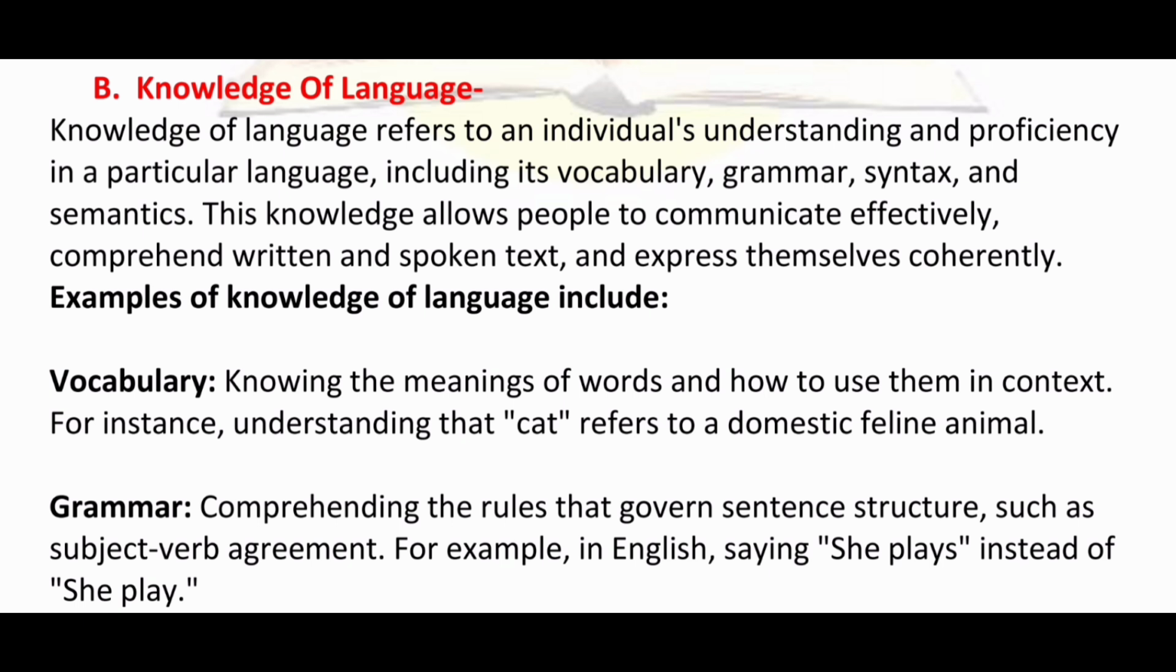Suppose I tell you poem. So do you understand what I mean when I say poem? Do you understand what I say when I say story? Do you understand when I say football? What is the meaning of the word football? So if you understand, that means your vocabulary is clear. Knowing the meaning of words and how to use them in context.